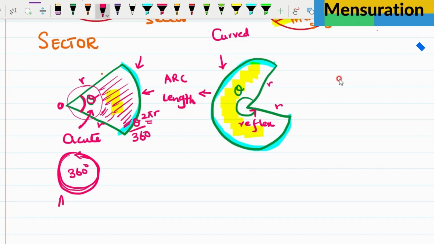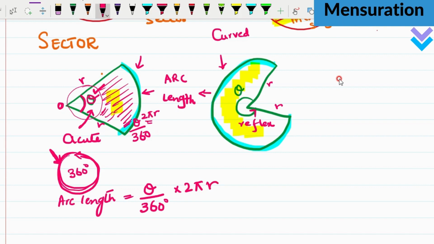So how can we calculate the arc length? It depends on the angle. Whatever the angle is here, we will divide it by 360. Why do we need to divide it by 360? Because the whole turn, the total angle of a circle, is always 360 degrees, and multiplied by 2 pi r. Right? Okay, this is what we can do in a pizza slice.